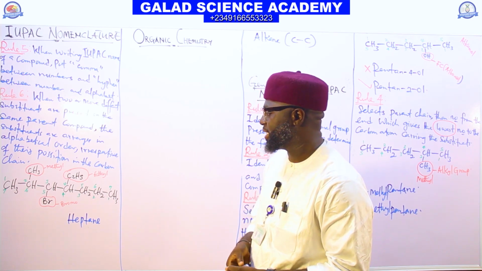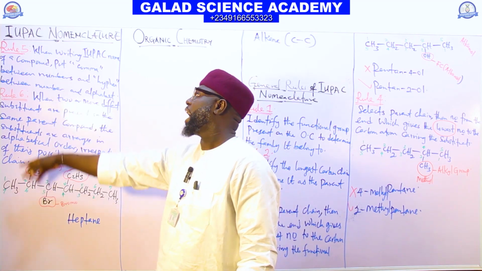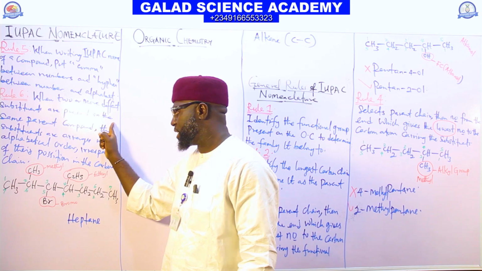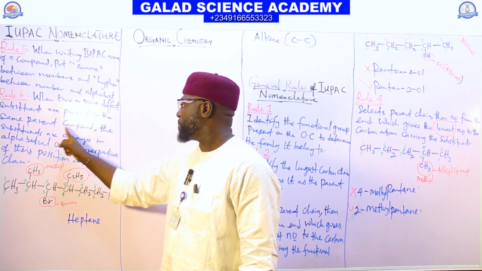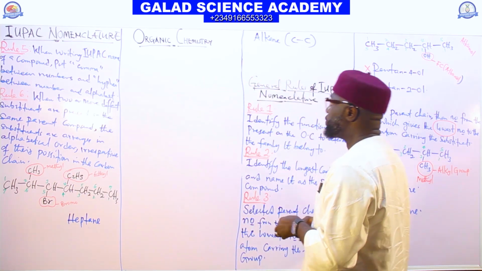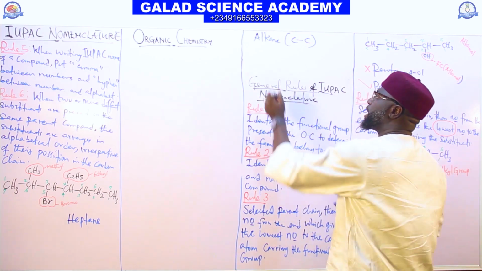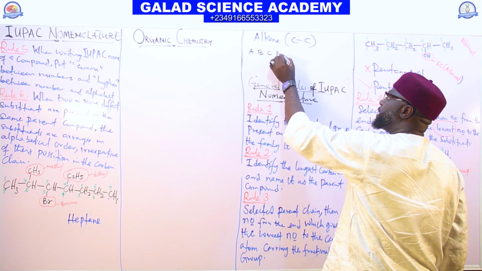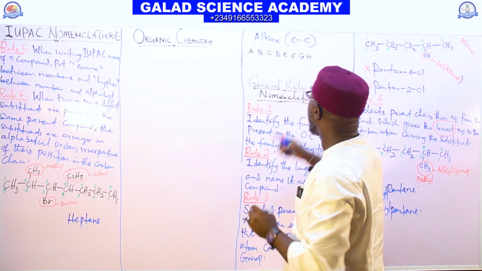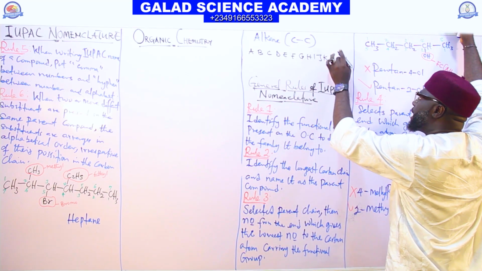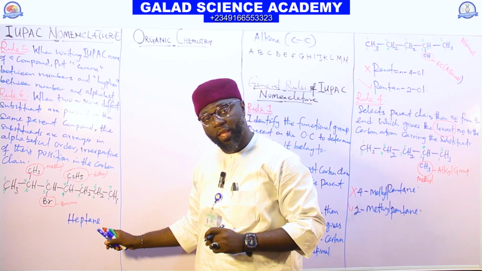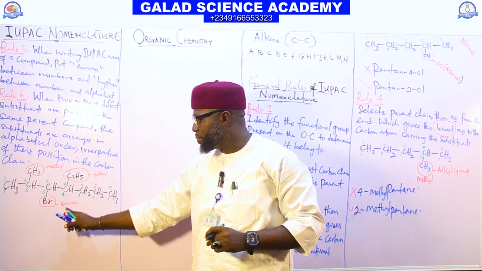So if you want to name it now, Rule 6 and Rule 5 will apply. The rules say that when two or more different substituted groups are present, we have how many substituted groups now? 3. On the same compound, the substituents are arranged in alphabetical order. That is, in the alphabet, A, B, C, D, E, F, G, H, I, J, K, L, M, N. How many substituted groups do we have here?